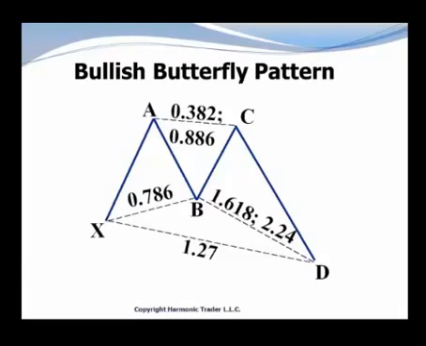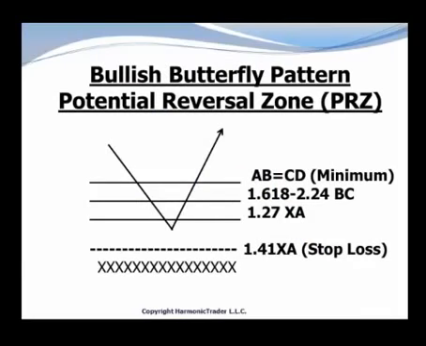Bullish butterfly pattern potential reversal zone. Here we see an ideal bullish butterfly PRZ. In the best situations, we want to see the 127 XA leg as the lowest number in the zone. However, we're using the 1618 minimum BC extension to complement the ideal area.